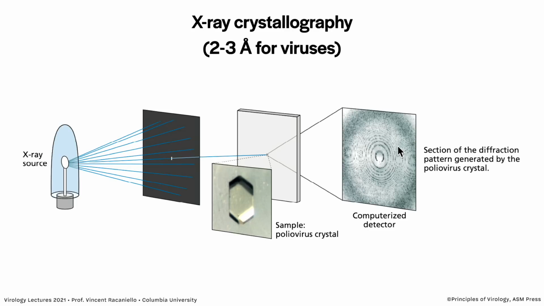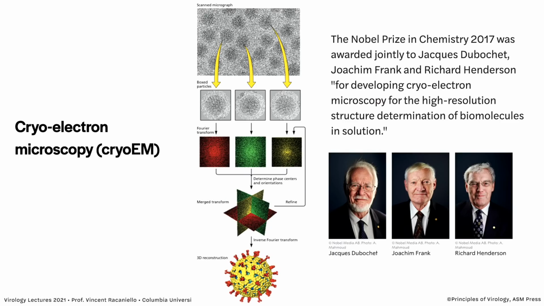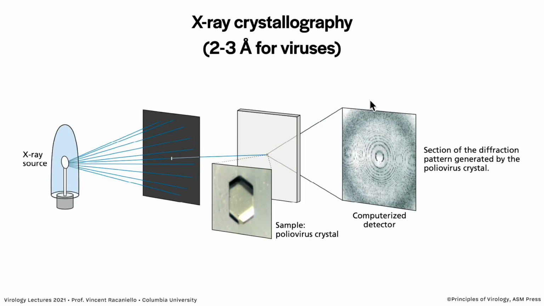Nowadays, we don't take pictures anymore. We have a sensor, a detector attached to a computer that collects the data. And all these dots tell you where the atoms are in the structure of the virus. So that's X-ray crystallography, and as it said on the slide, you can get resolutions of 2 to 3 angstroms, which is great. You can see all the amino acid chains, and you can see the side chains as well. It's just remarkable, but it's hard to do.